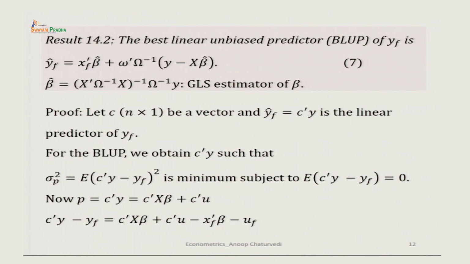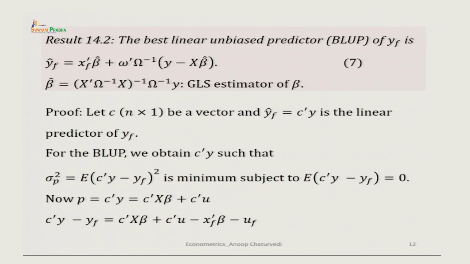Now, we prove this result: the best linear unbiased predictor of y f is y hat f equal to x f transpose beta hat plus omega transpose capital omega inverse (y minus x beta hat), where beta hat is the generalized least square estimator of beta.